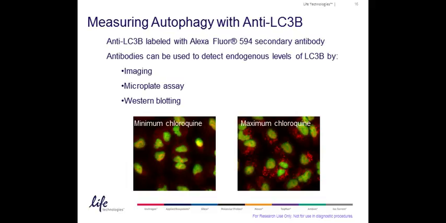When we look at imaging of LC3, you'll see this data from the above slides. Essentially, we use, in this experiment, chloroquine to block autophagic flux. And at low doses of chloroquine, we see very low levels of LC3 staining on the left. However, if we use higher concentrations, around 60 micromolar of chloroquine, we see a robust accumulation of LC3 positive puncta within the cytoplasm.